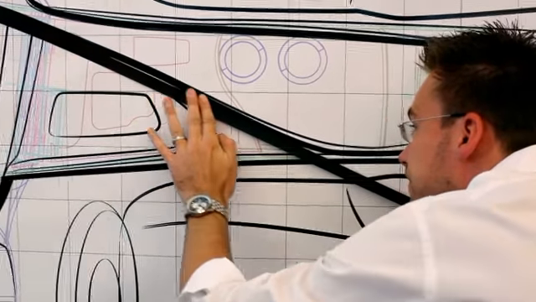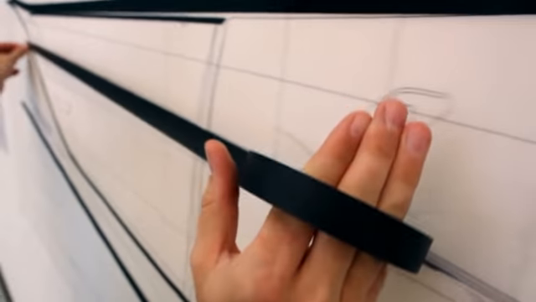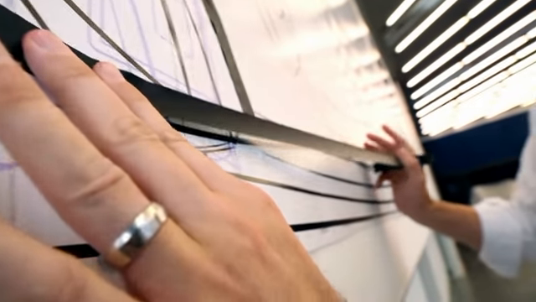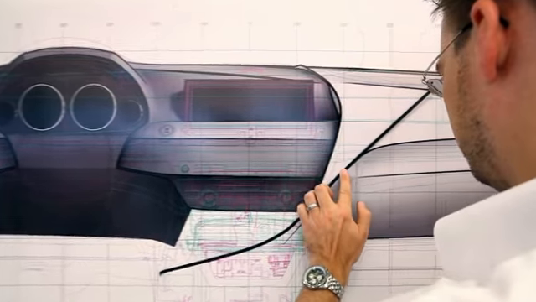Every line, every emotional line, every movement that the whole interior has will be described from lines, and those lines will basically be information for the modelers to build this model.